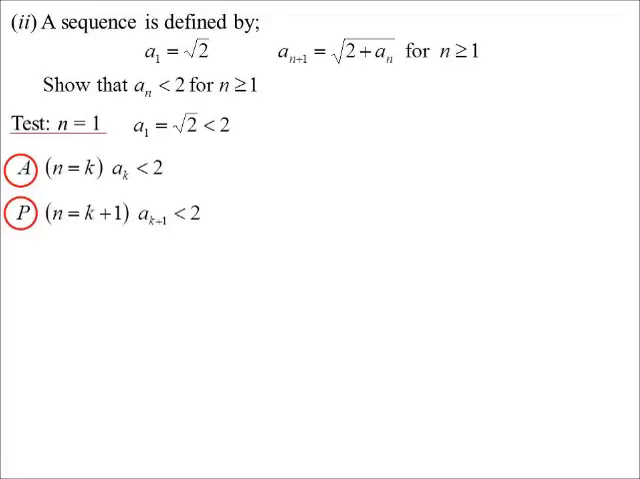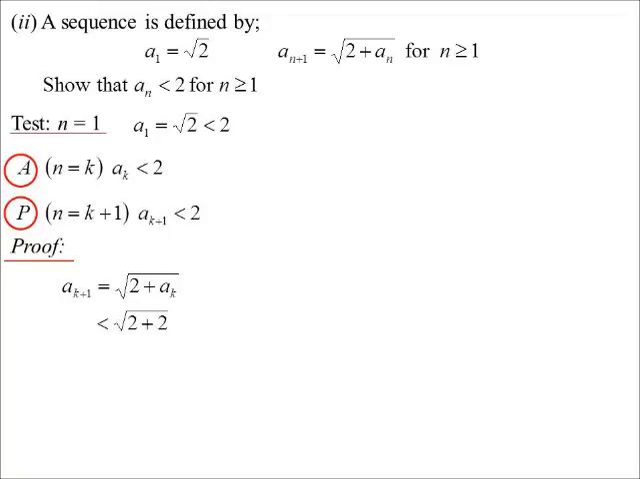All right, let's have a look at the first one. Well, they've told me the first term is the square root of 2, and the square root of 2 certainly is less than 2. There's no question about that. My assumption will be that the general term there is less than 2. I want to prove that the next term is also less than 2. Okay. Well, all I've got to work with is the formula they've given me. And I know that the term k plus 1 will be the square root of 2 plus term k.